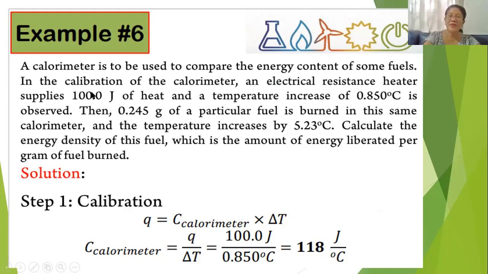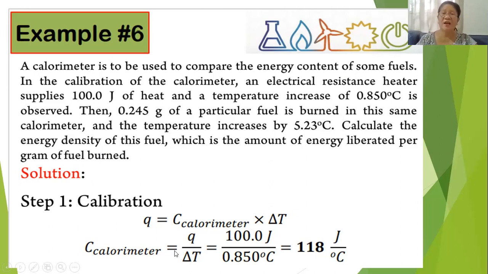So this will be our Q here. And the temperature increase. This temperature increase is already the change in temperature. What is our change in temperature? If it is given with final and initial, all you have to do is the delta T, or the change in temperature, is the temperature final minus temperature initial. But here, there is already a given delta T, which is 0.850 degrees centigrade.